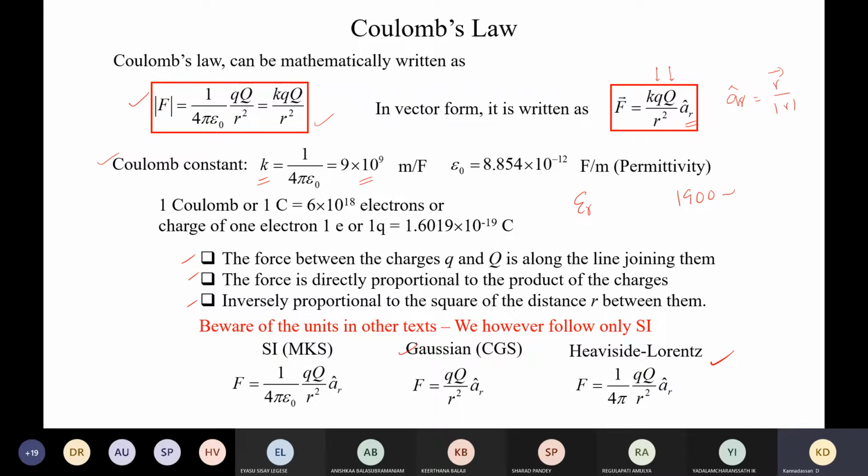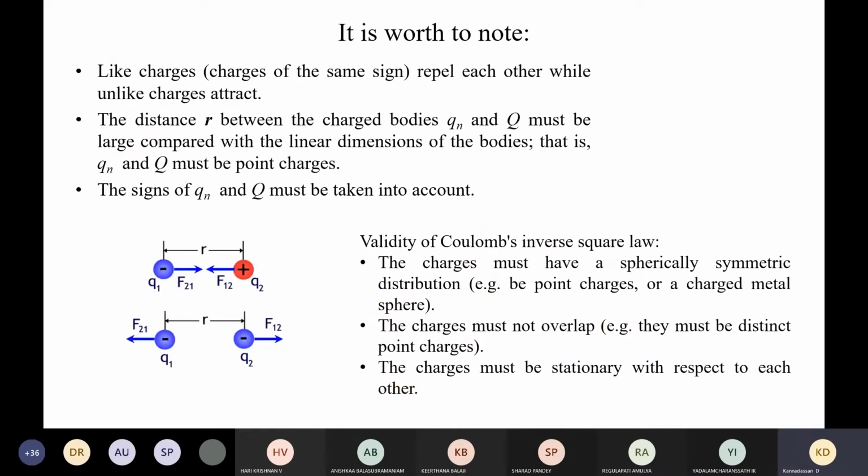But Lorentz-Heaviside was not agreeing upon that. So they came up with this 1 by 4 pi, which is a very common denominator in most of the cases. Later this was universalized in the international standards, and this is what we are going to use throughout the course. So you have to keep this in mind.